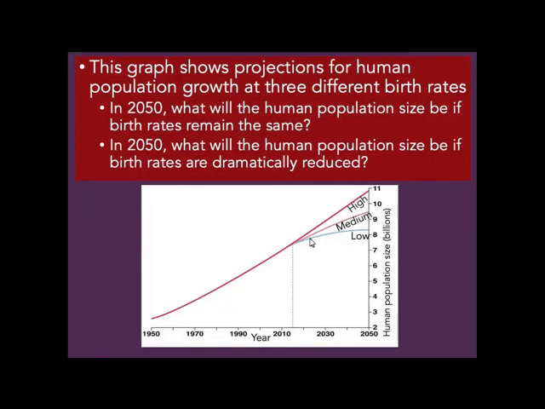This graph is showing the projections for human population growth with the three different birth rates. So in 2050, what will be the human population size if birth rates remain the same?